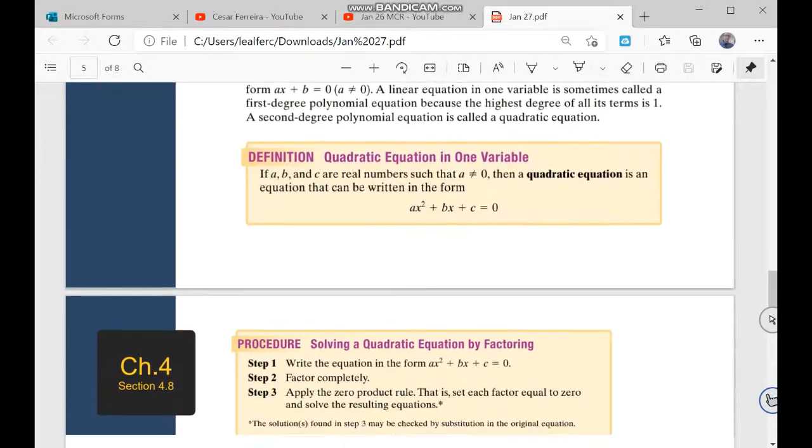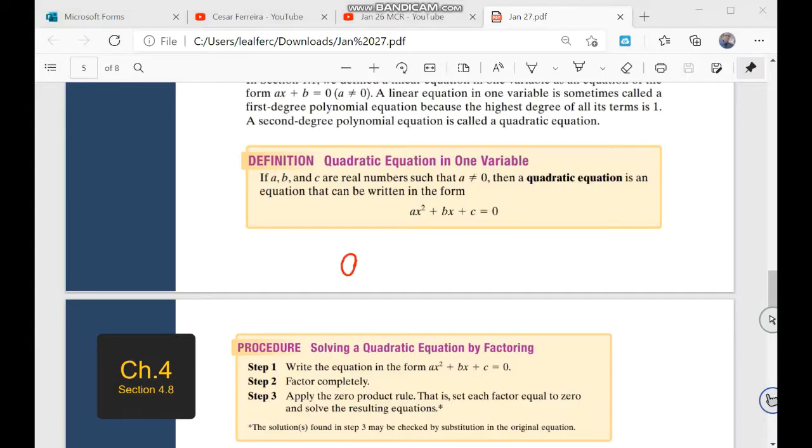And if you have ax squared plus bx plus c, this is a trinomial, right? 1, 2, 3, 3 terms, trinomial. If you make this equal to 0, now you have a quadratic equation. Every time you have an expression and you add equals to something, this expression becomes an equation. Now it's an equation. How to solve quadratic equations in one variable?